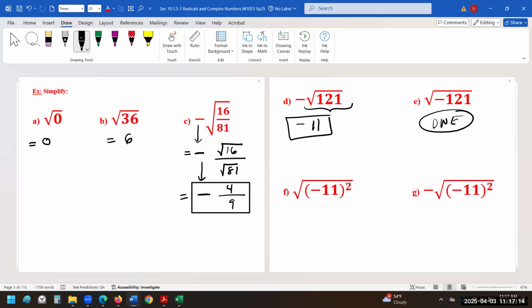Who would like to do F? We have the square root of negative 11 squared. Positive 11, right? It is positive 11 because first you have to apply the power. So before giving you the answer, let me do one more step. The square root of negative 11 squared means negative 11 times negative 11 turns into positive 121. And the square root of 121 is the positive 11.